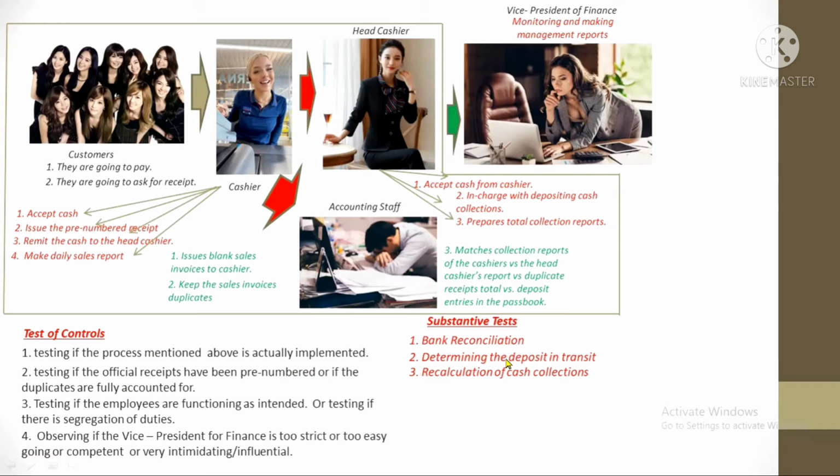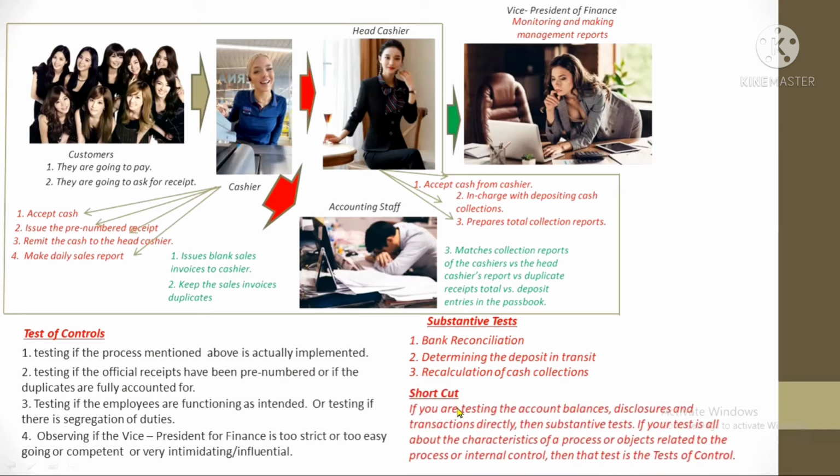So that's it. Now, let's finish this topic with again the shortcut on how to differentiate test of controls from substantive tests. Actually, I've said this at the beginning of the video already. Let me repeat that. If you are testing for the account balances, disclosures, and transactions directly, then what you're doing are substantive tests. But if your test is all about testing the characteristics of a process or objects related to the process or the internal control itself, then those tests are tests of control.